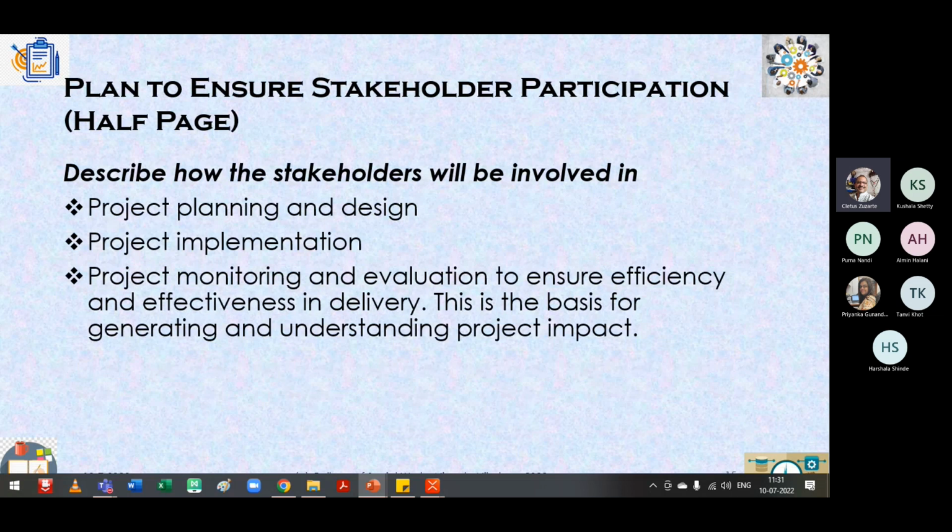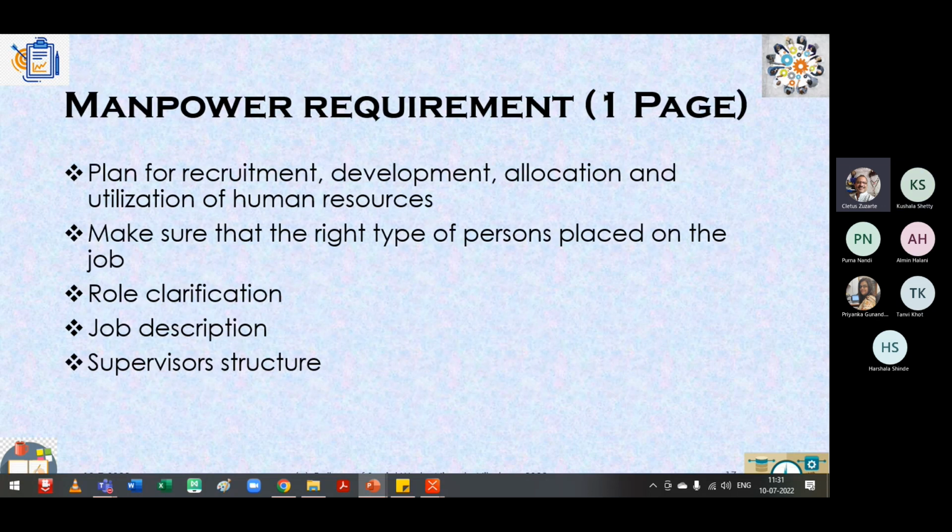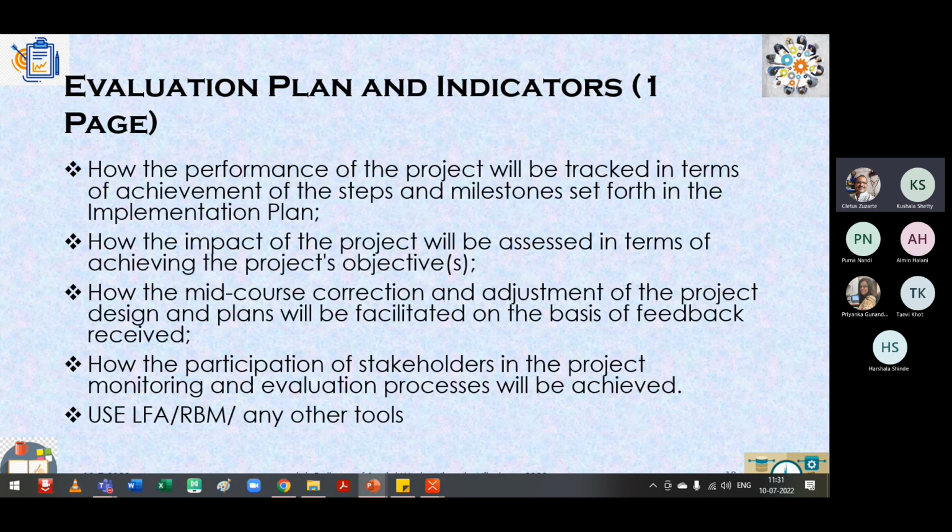Then you look at what is a stakeholder involvement, as I was telling you, participation. What is the risk? Risk also I've explained it to you in the earlier sessions that I've had. Okay, manpower or human resource. When you're writing your human resource, make sure that you also write the job clarification so that there is no overlapping. Okay. Evaluation, of course, will need to again be put into the LFA. You could add it into the LFA so that it becomes easier.